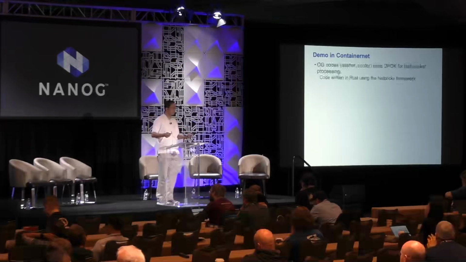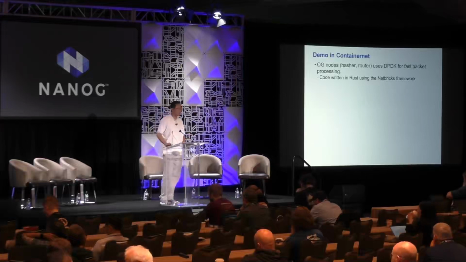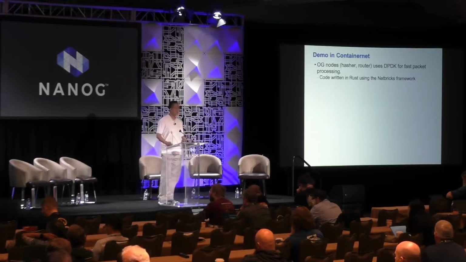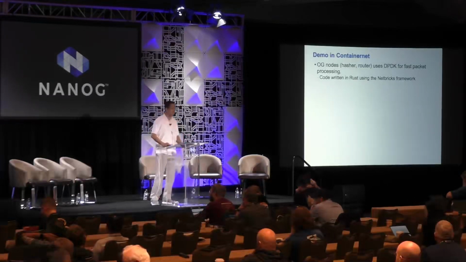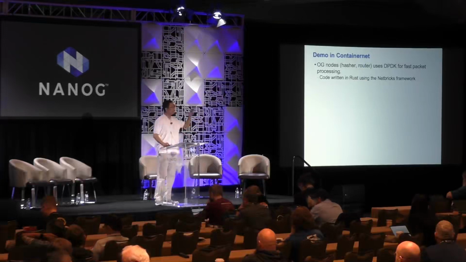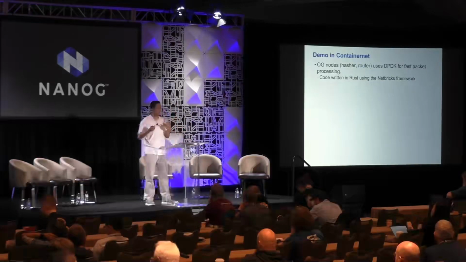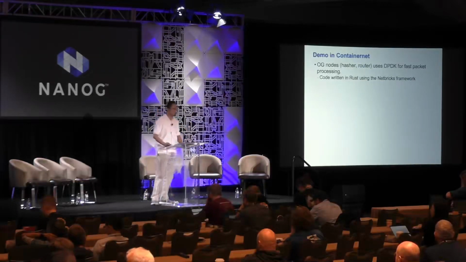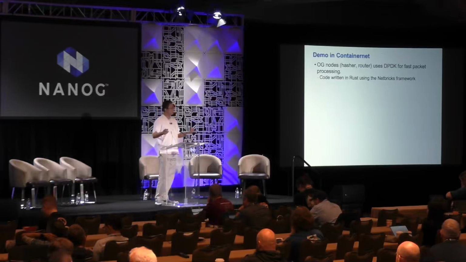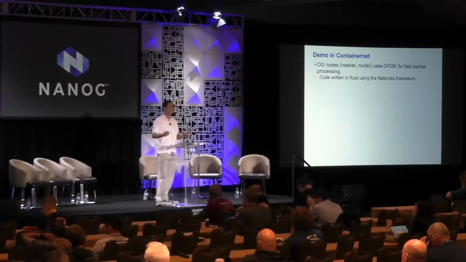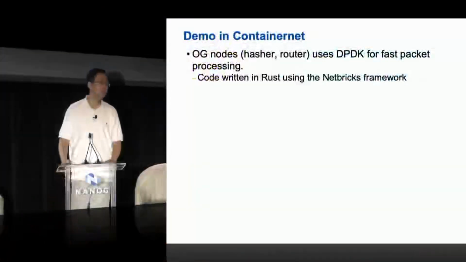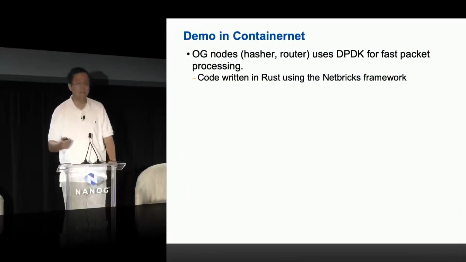So how do we develop? Our OG nodes, hasher and router, we're actually using DPDK for fast packet processing. We developed using Rust. So all the packet processing, we actually implemented using the NetBricks framework, right? It's based on DPDK. We are actively working on refactoring NetBricks to suit our purposes. And hopefully as our project matures, we'll be sharing it with the community and hoping to get feedback.